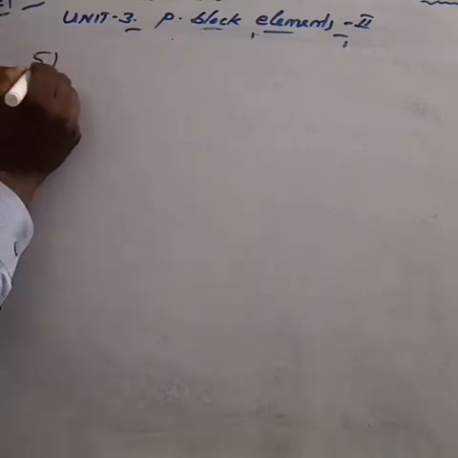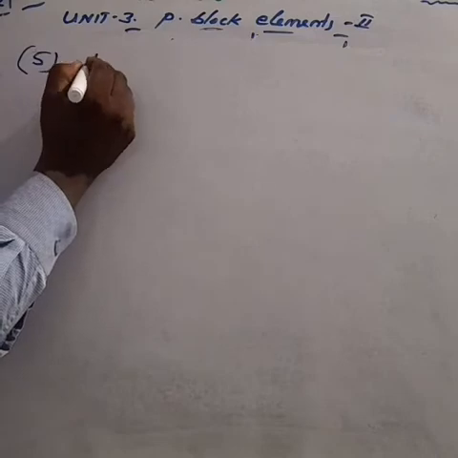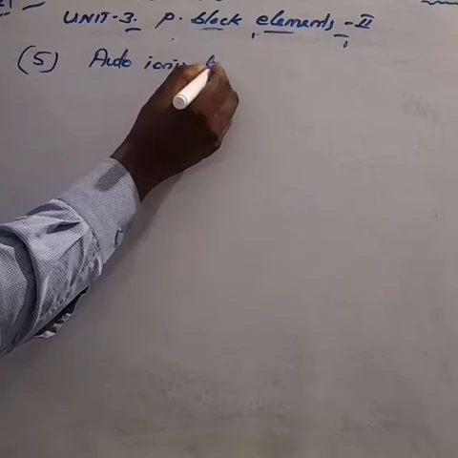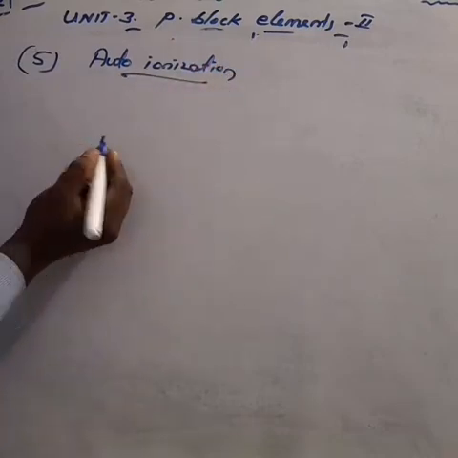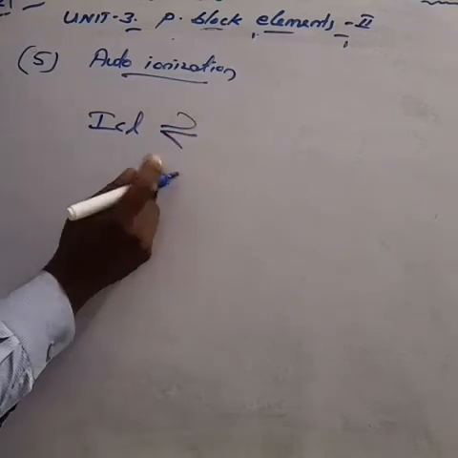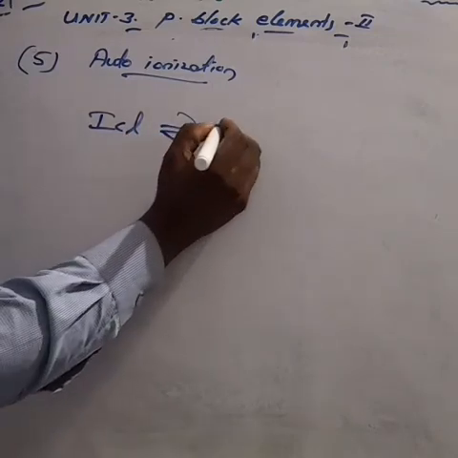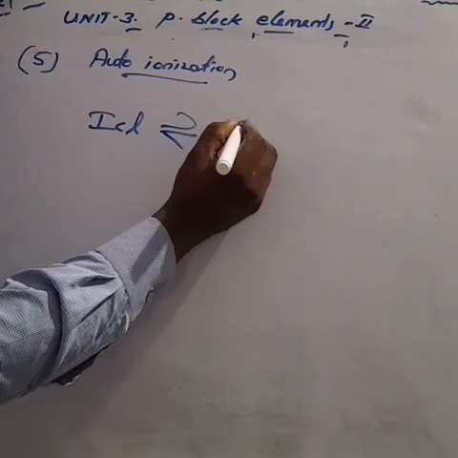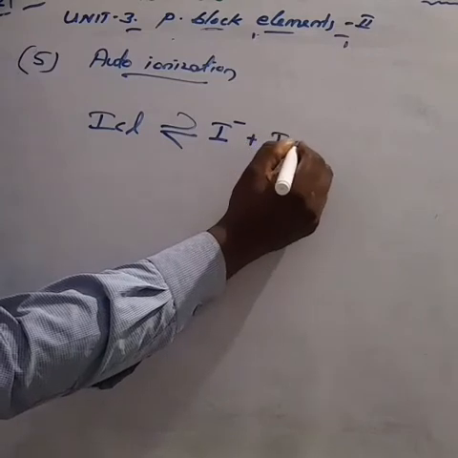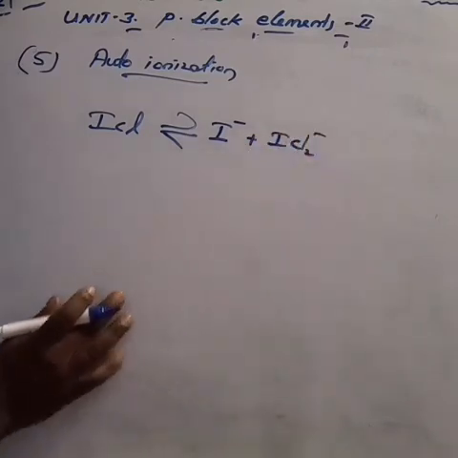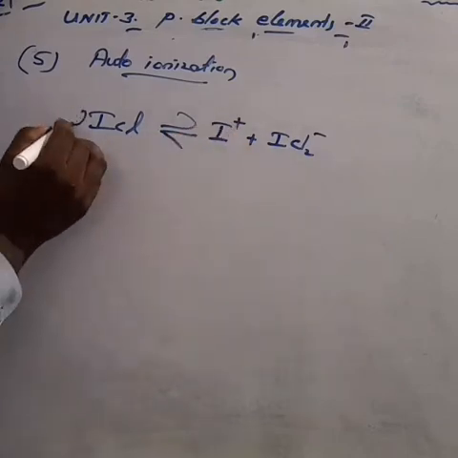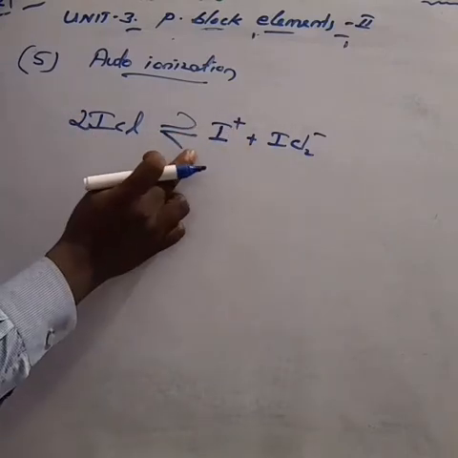Next, they can undergo the auto-ionization process automatically. For example, taking ICl, iodine chloride, it undergoes auto-ionization, forming ions. One has a plus charge and another has a minus charge. ICl is converted into I+ and ICl2 minus. So how much chlorine is there? 2 chlorine, so make the reactant side 2. This is both forward and backward reaction.